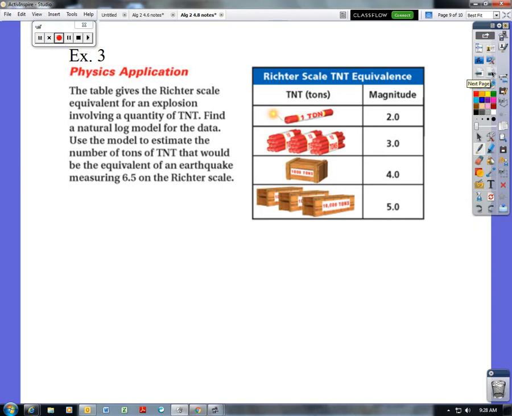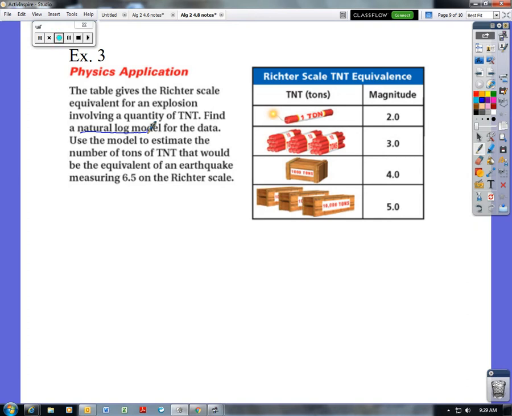So now we have this data, and we notice it wants a natural log model. I suppose I should read the whole thing. A table gives the Richter scale equivalent for an explosion involving a quantity of TNT. Find a natural log model for the data. Use the model to estimate the number of tons of TNT that would be the equivalent of an earthquake measuring 6.5 on the Richter scale. Wow. That would be something else.